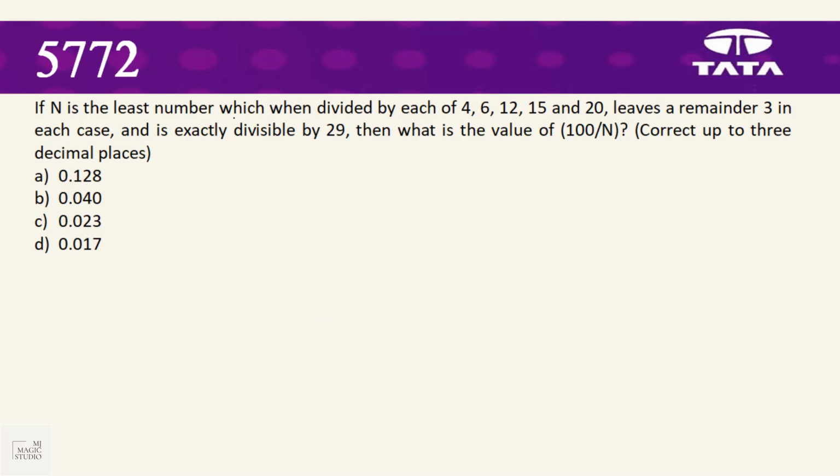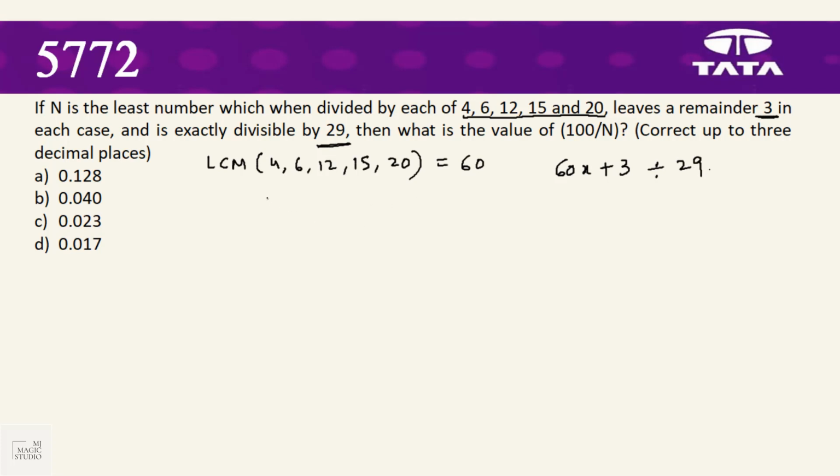N is the least number which when divided by 4, 6, 12, 15 and 20 leaves a remainder of 3 in each case and is exactly divisible by 29 also. So first of all we need the LCM of all these divisors, 4, 6, 12, 15, 20, that will be equal to 60. Now the number is of the form 60x plus 3 and this number is divisible by 29.